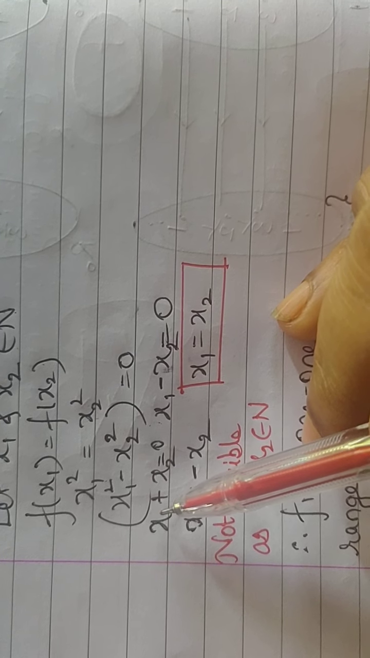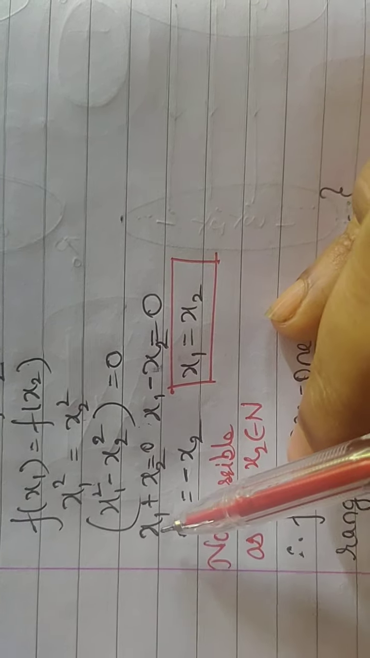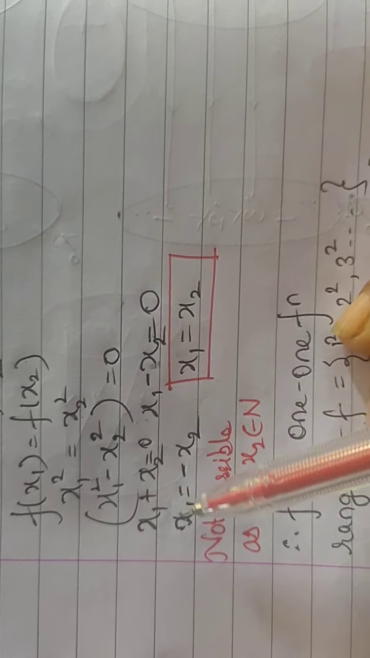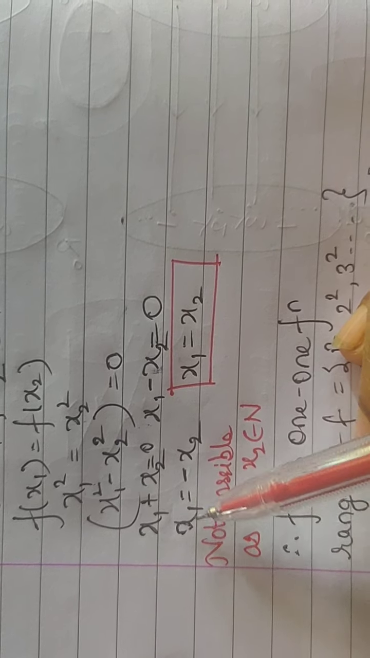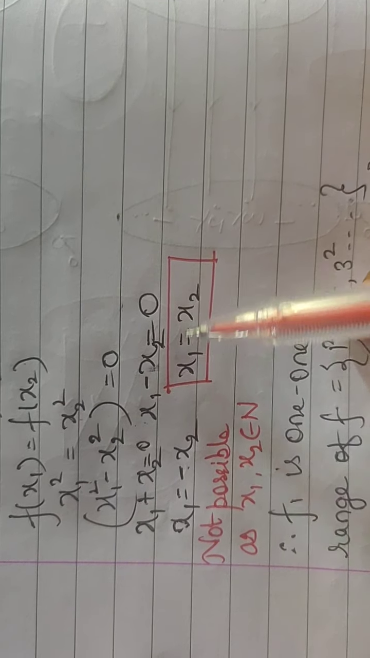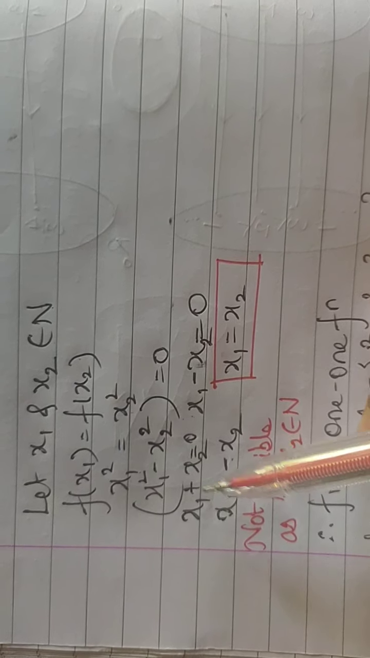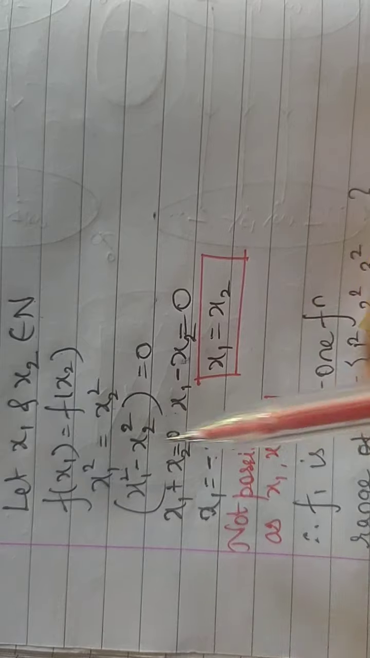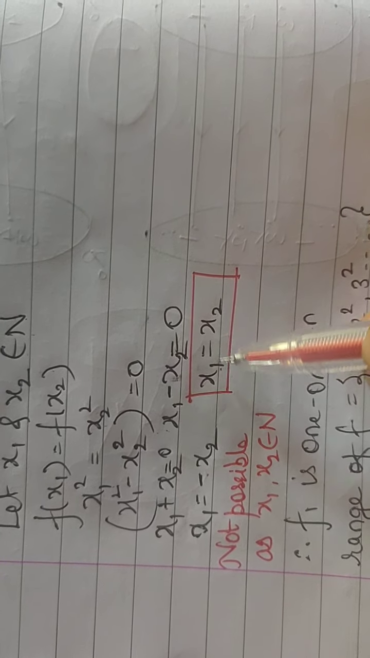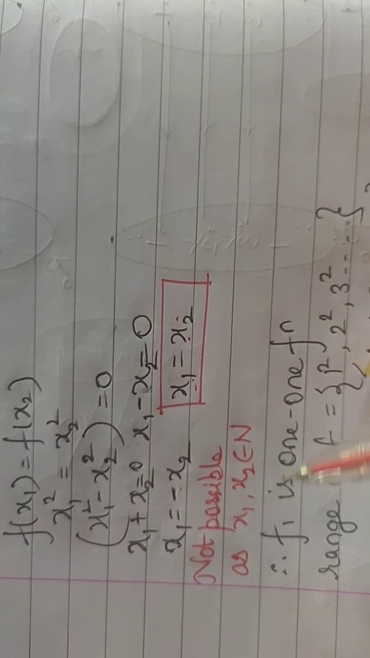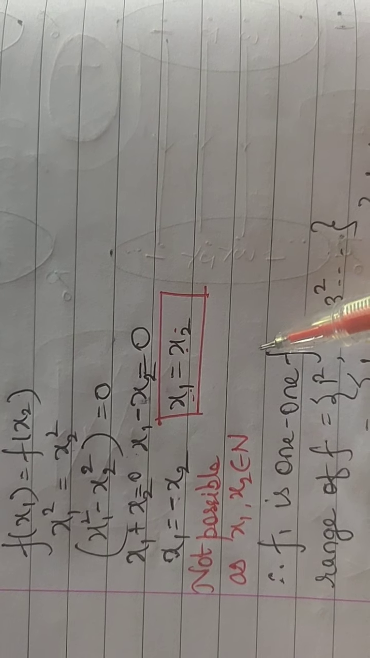Expand the bracket using the formula a square minus b square: x1 plus x2 equal to 0 and x1 minus x2 equal to 0. From this we get two values, x1 equals minus x2 and x1 equals x2. But the first will not be possible as x belongs to the set of natural numbers and hence there is no negative number, so we get only x1 equal to x2. So x1 equal to x2 means that f is a 1-1 function.